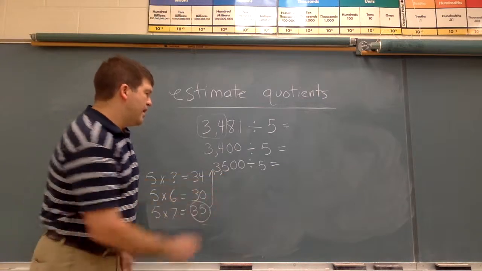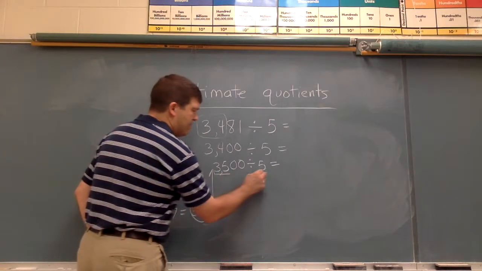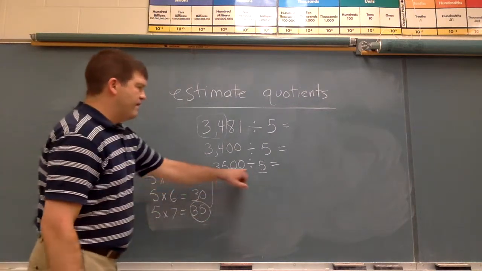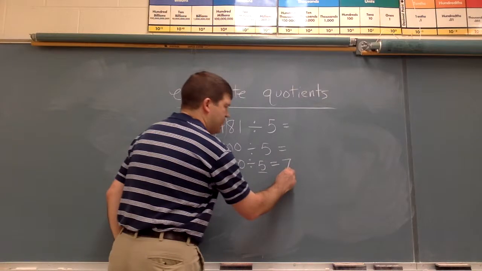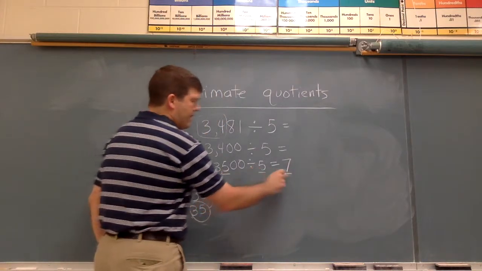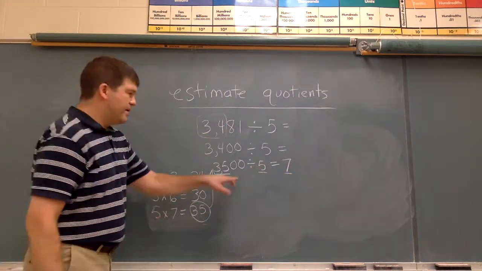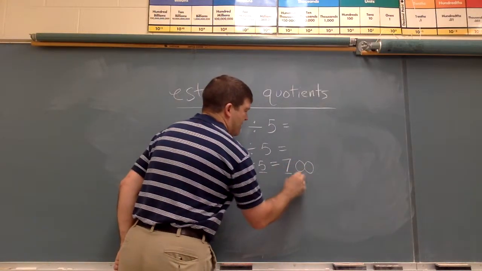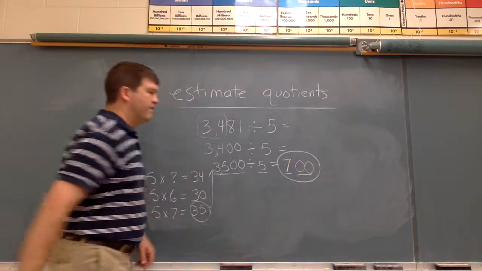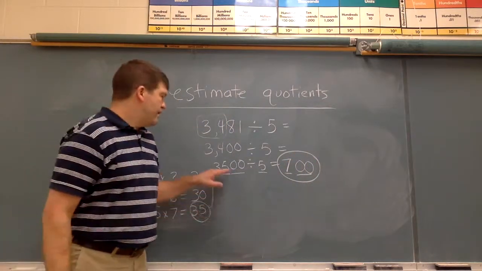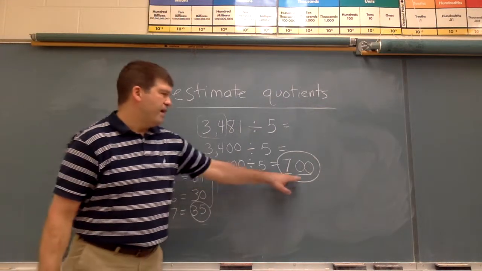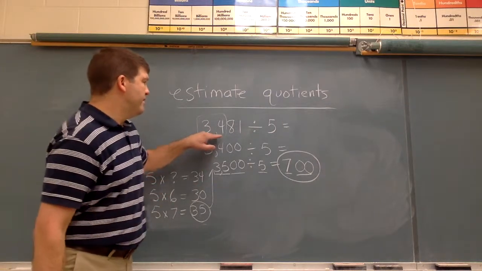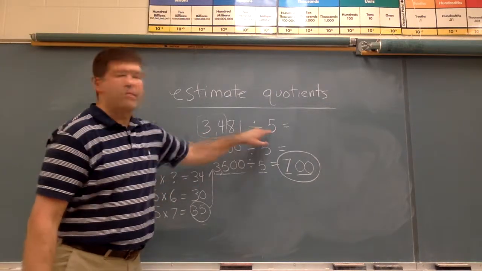So I'm going to take this 35 divided by 5, and I just did this right down here, so I know that 35 divided by 5 gets me 7. Okay? So that divided by that gets me that. But I'm not done because over here, I still have these two zeros, and I want to make sure everything's even. So 3,500 divided by 5 is 700. And that is a pretty good estimate to 3,481 divided by 5.